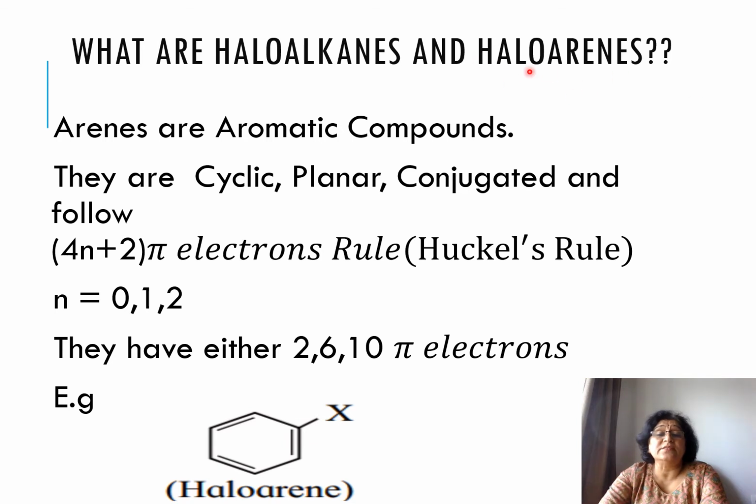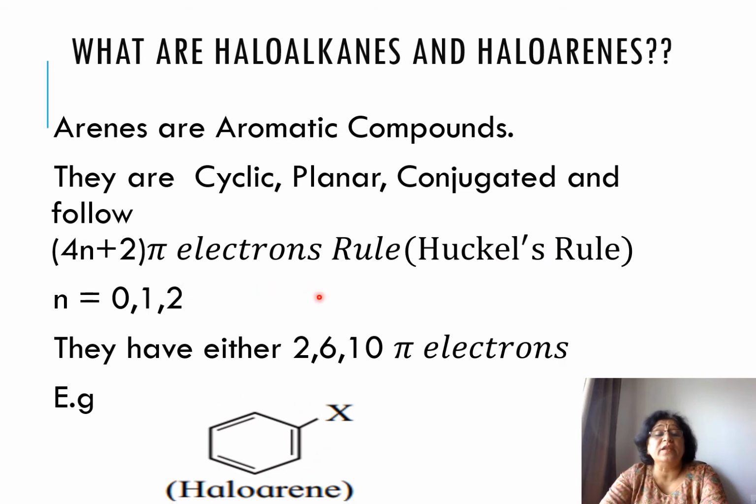Now what are haloarenes? Arenes are normally aromatic compounds. They are cyclic, planar, conjugated, and they follow the 4n+2 pi electron rule, Huckel's rule. Here you see an example of haloarene, halobenzene. The structure is cyclic. It is planar, meaning sp2 hybridization, triangular planar structure. It has alternate double and single bonds, therefore it is conjugated and contains 4n+2 pi electrons.